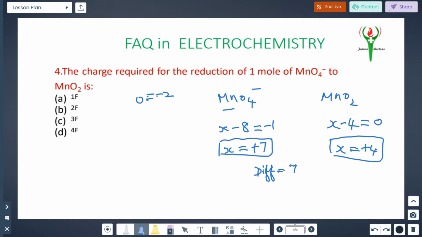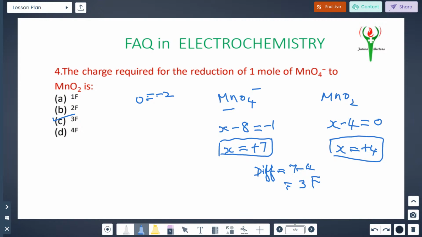7 minus 4. We have 3. Therefore, we can say 3 Faraday. That's the answer. Are you following? Among these, which one is the answer? You know that C is the correct option. Understood?